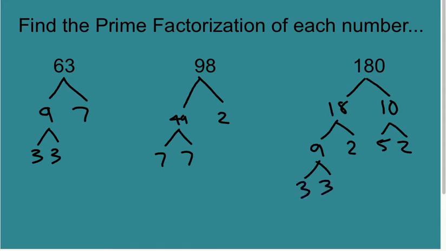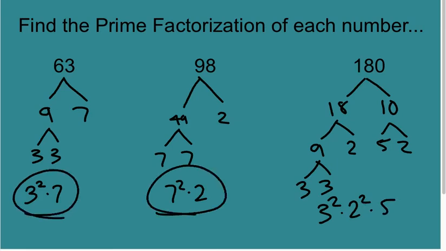So there's my factors. Prime factorization will be written as 3 squared times 7. This will be 7 squared times 2. This will be 3 squared times 2 squared times 5. Those are the prime factorizations. That's what they have to look like.